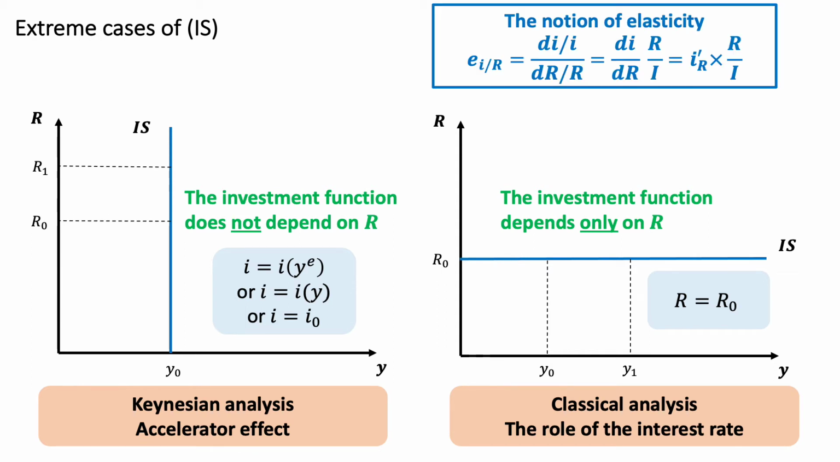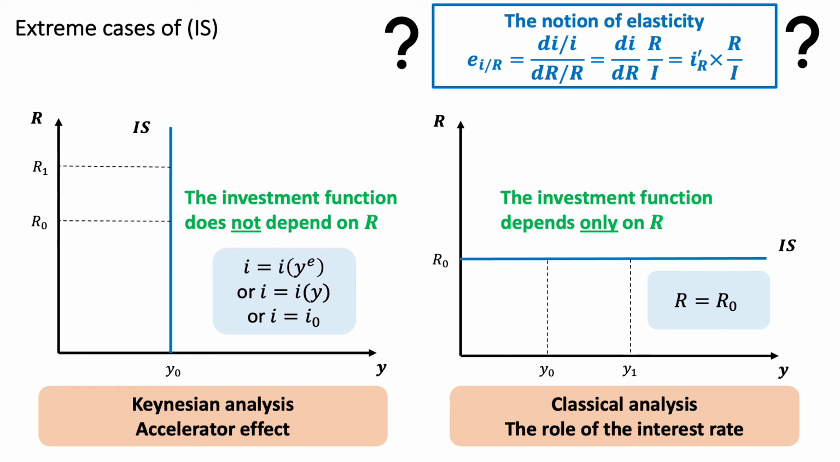Now let's remind ourselves about the notion of elasticity. The elasticity of investment to the interest rate is a way to measure the sensitivity of the investment to the interest rate. The formula is a ratio of two relative variations: the variation of investment, dI over I, and the variation of the interest rate, dr over R. This elasticity is negative because investment is a negative function of the interest rate.